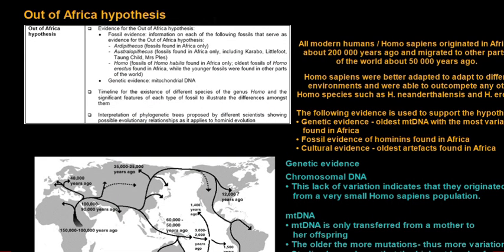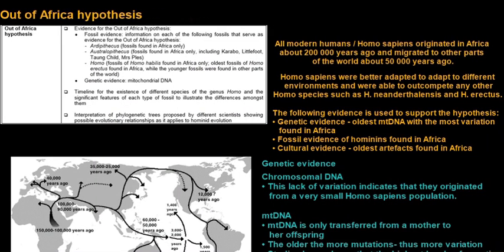Then the out of Africa hypothesis. So what do you need to know here? You need to know the evidence for the out of Africa hypothesis. So fossil evidence here, specifically with Ardipithecus. Ardipithecus fossils were only found in Africa, which supports this hypothesis. Australopithecus fossils were found only in Africa, including Karabo, Little Foot, Taung Child, and Mrs. Ples. Then Homo fossils: fossils of Homo habilis were only found in Africa.